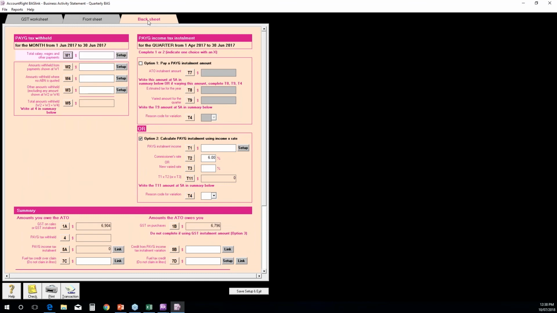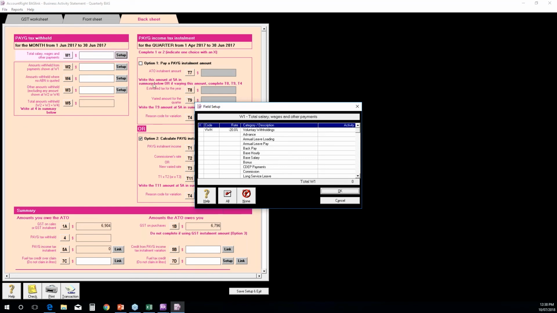Let's go to the back sheet. Here, nothing really is done. So let's get into it. So first of all, pay-as-you-go tax withheld. Setup for the W1, total wages. Remember, we have a contractor as well, and we withheld tax from the contractor. That's not GST. So you must report that amount to the ATO. So I'm going to put that in here.